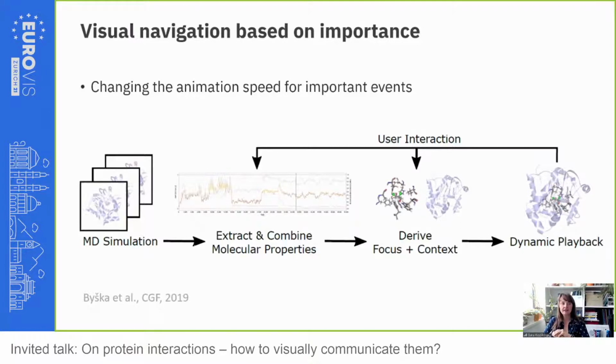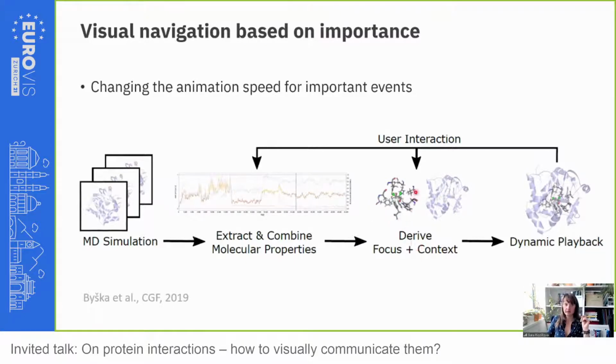And here, basically, the idea was that for the molecular dynamics simulation and the input, we were having different properties and parameters, which were measured for the whole MD simulation. And as I mentioned, the combination of these properties is even more important for determining what's important and interesting to observe. So basically, we were trying to combine these individual properties into something which we call an importance function. And based on this function, we were influencing two things.